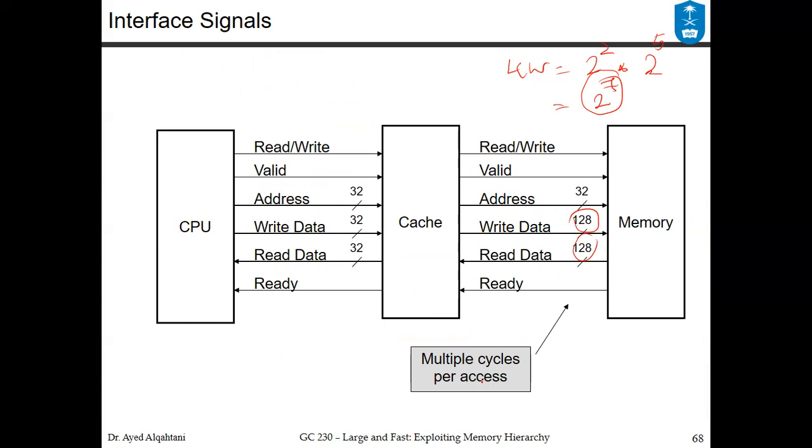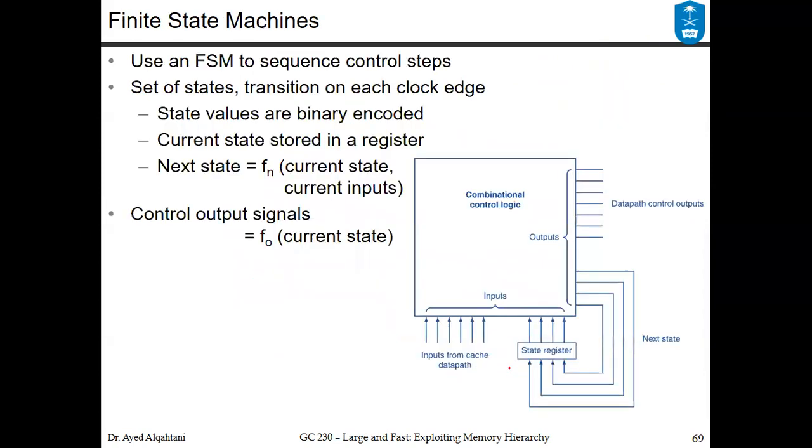Also, it's multiple cycles per access when you access the memory. If you access the cache, you get it directly, but for the memory, you will have a penalty, which is a lot of cycles. Now we want to get the finite state machine that controls the cache.